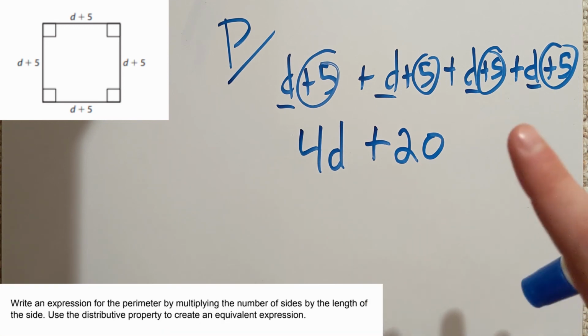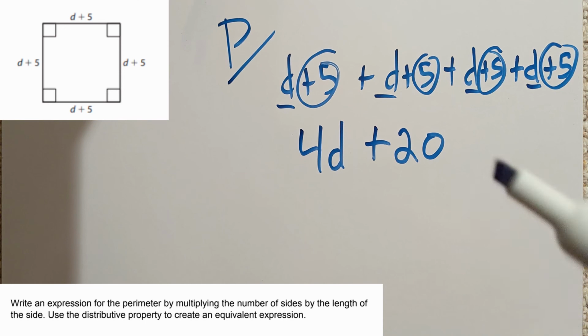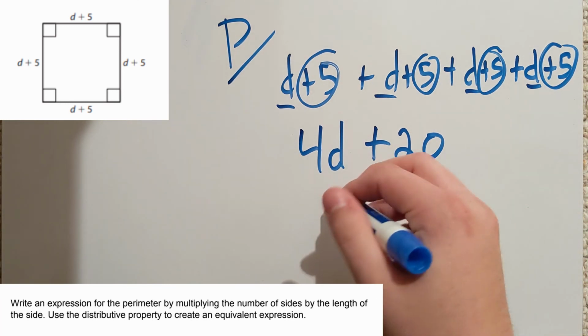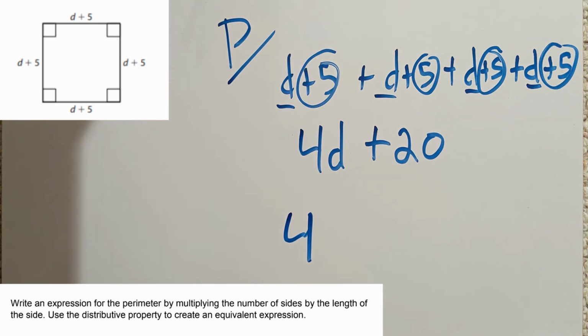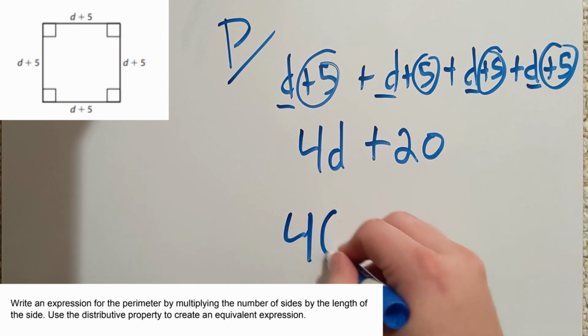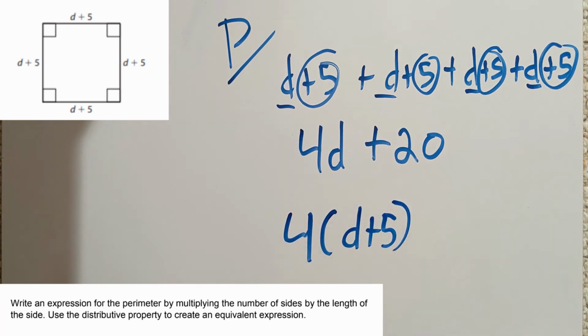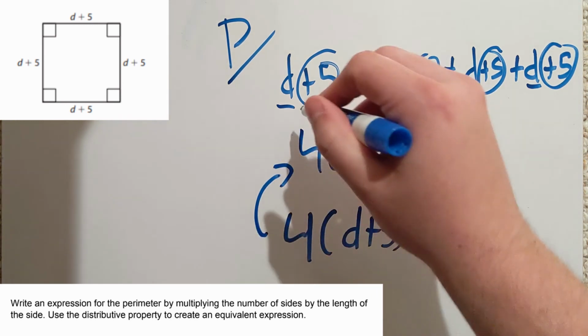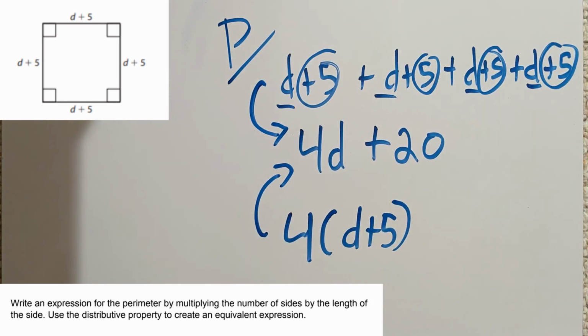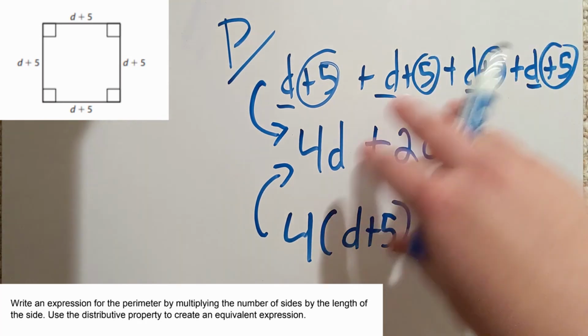The third one, we're still working with the same thing, but a little bit different. It says, write an expression for the perimeter by multiplying the number of sides by the length of each side. Use the distributive property. So, we know there are 4 sides, and each side is d plus 5. So that's all it is, right? Number of sides times the length of sides. So 4 times d plus 5. And if we simplified that, we could see that we're back to that same thing we were before. So either way, all 3 of these are different ways to write the same thing.